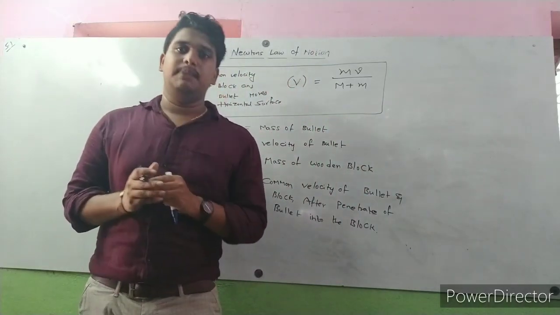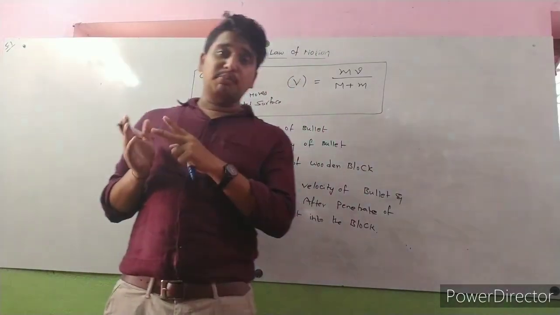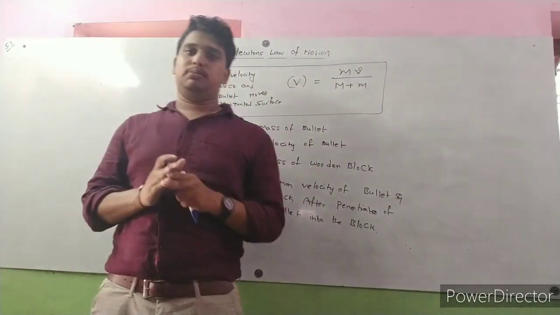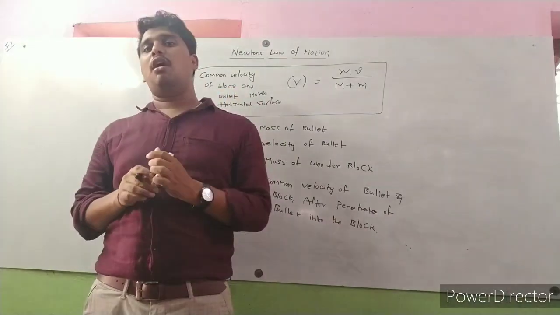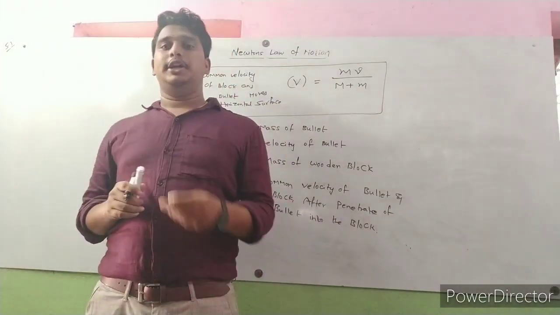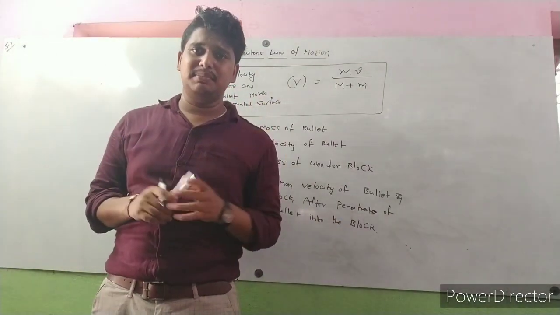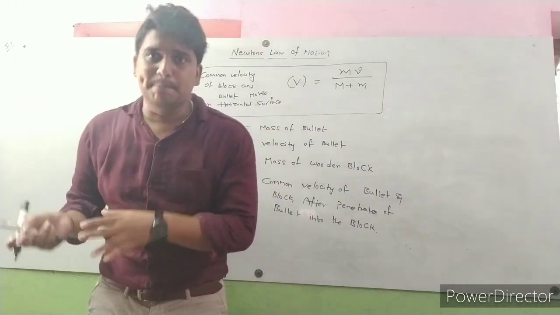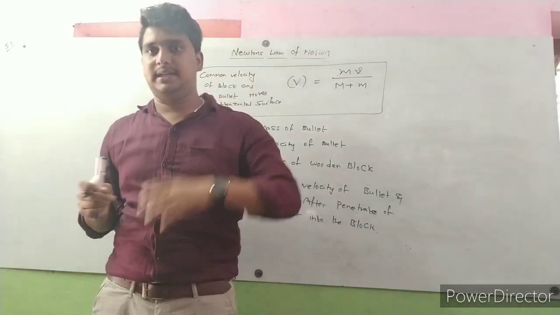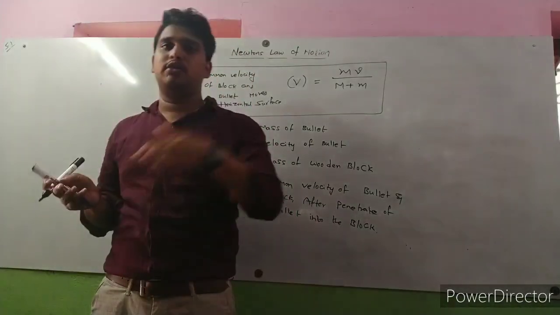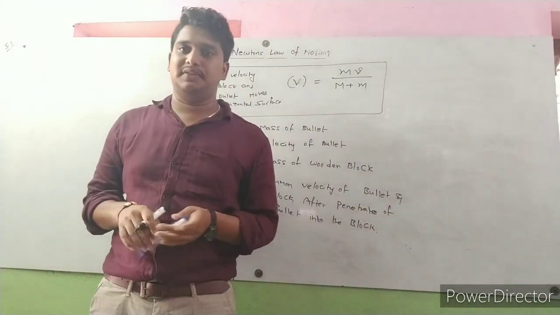The momentum of the bullet before hitting the block is equal to the momentum after the bullet penetrates the block. Conservation means constant: whatever the momentum before is equal to the momentum after. Momentum before hitting is equal to momentum after hitting. That is called conservation here.